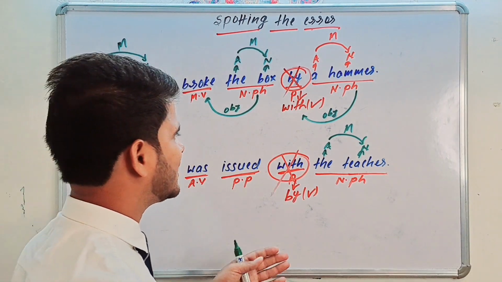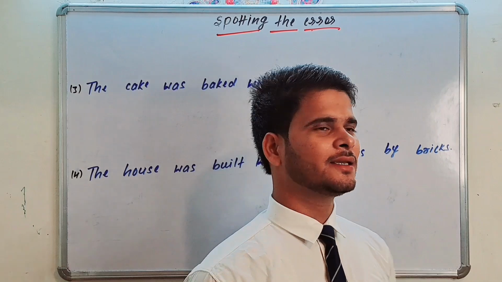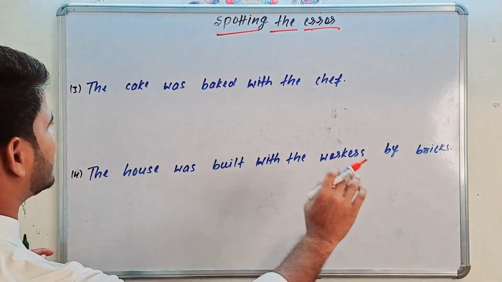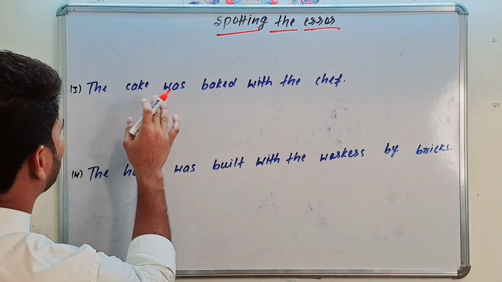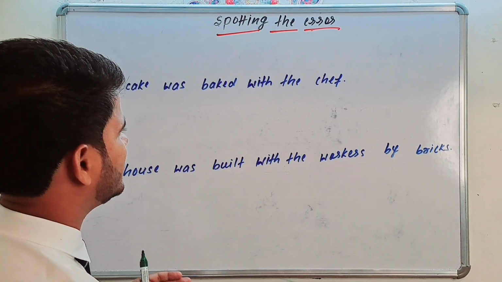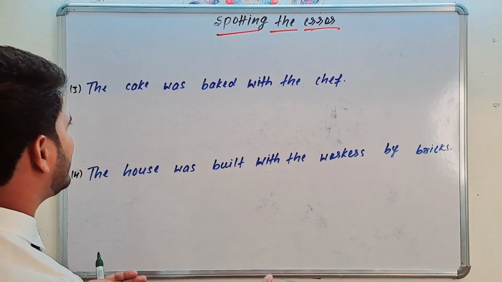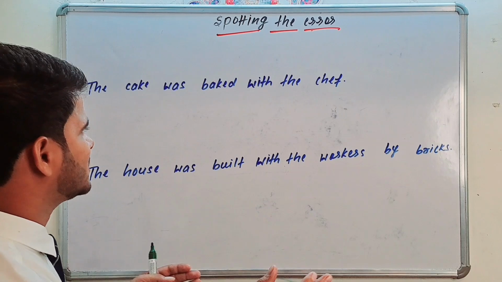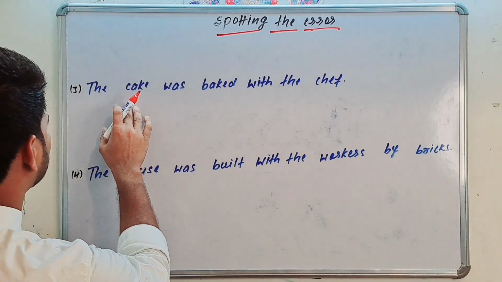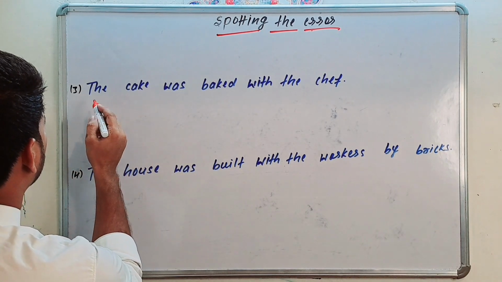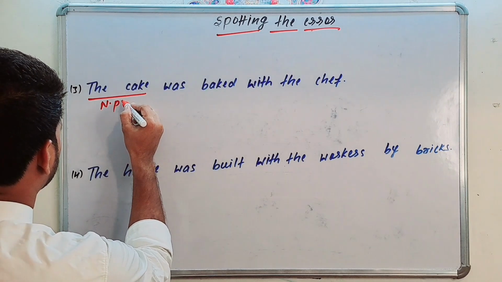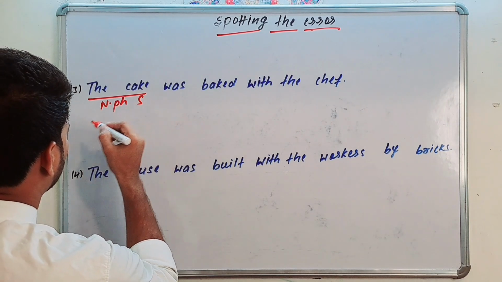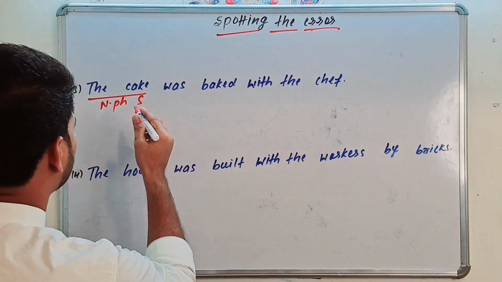Now let's see the next sentence, the third one. As for the error part in the third sentence: the cake was baked with the chip. So here see the first sentence, the cake. This is a noun phrase working as a subject in this sentence.